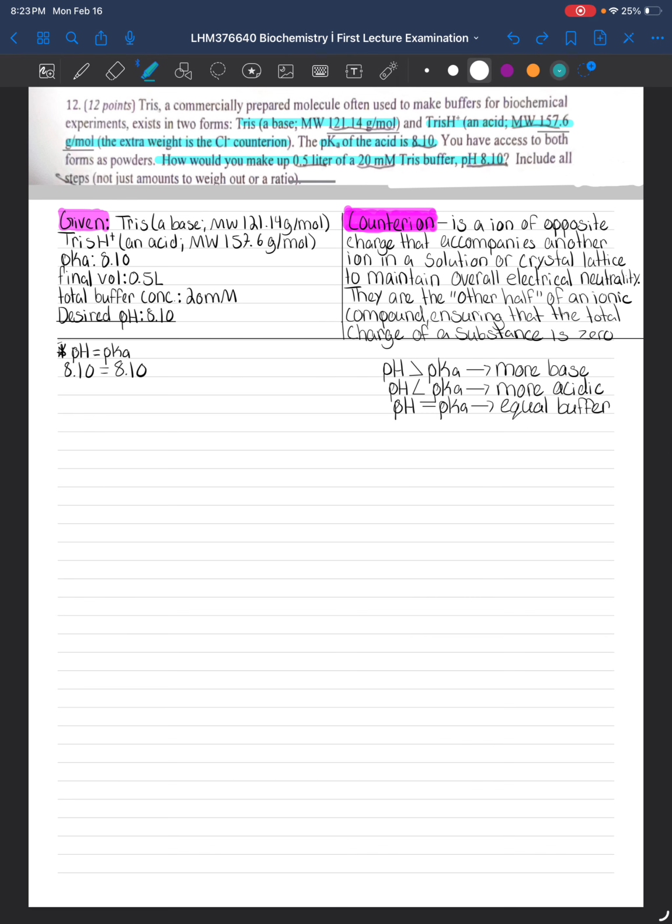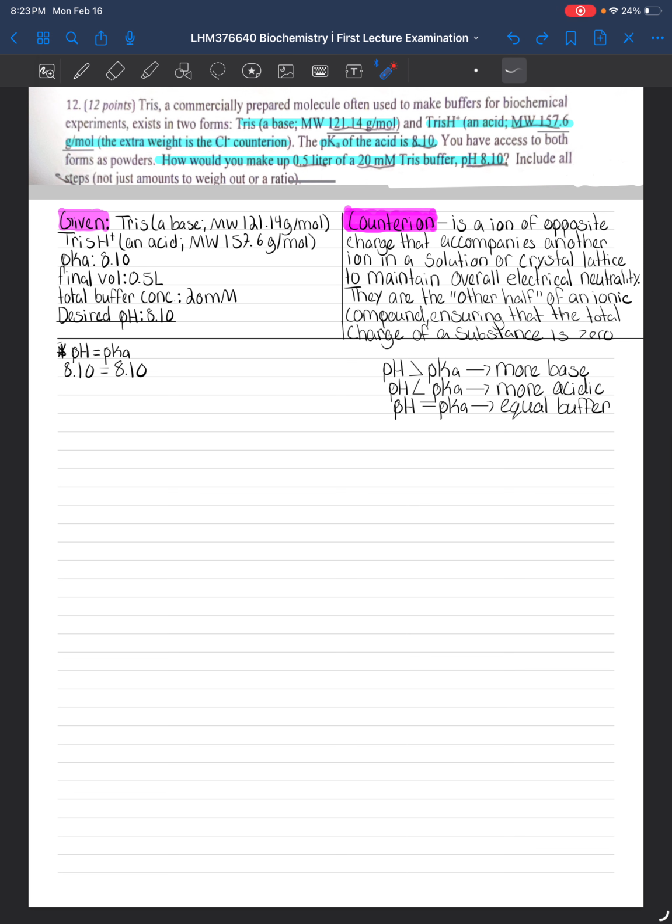Okay, so we have another Tris problem, right? It says Tris, a commercially prepared molecule often used to make buffers for biochemical experiments, exists in two forms: a Tris base with a molecular weight of 121.14 grams per mole, and a Tris acid, with a molecular weight of 157.6 grams per mole. The extra weight is the chloride counter ion.